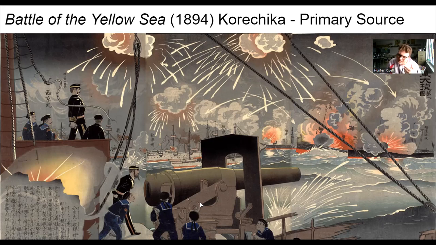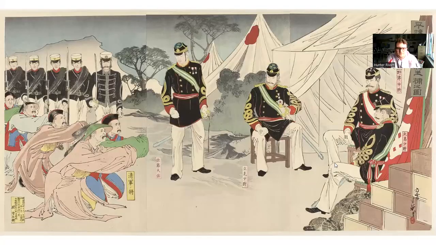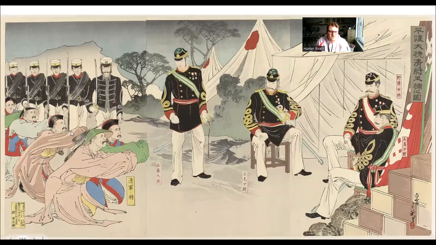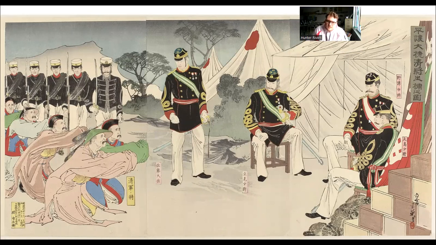But anyway, the technological and military superiority of Japan over China's attempts at modernization and the self-strengthening movement, not enough, right? Look at this depiction. These are Chinese generals surrendering to Japan at the Battle of Pyongyang in Korea, a land battle there. Look at this, take a second.